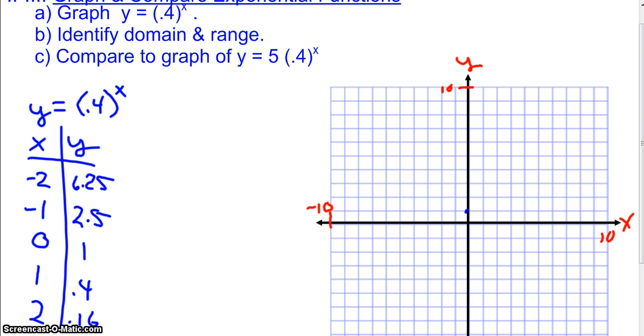Walk 0, fly 1. Walk 1, fly 0.4. Walk 2, fly 0.16. Are we ever going to hit 0? No. The number will just get smaller and smaller. The fraction smaller and smaller towards 0. It approaches 0. When we plug in -1, we have 2.5. When we plug in -2, we have 1, 2, 3, 4, 5, 6.25.